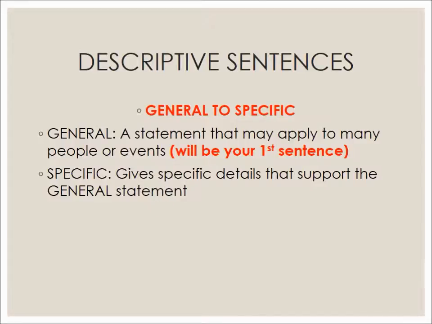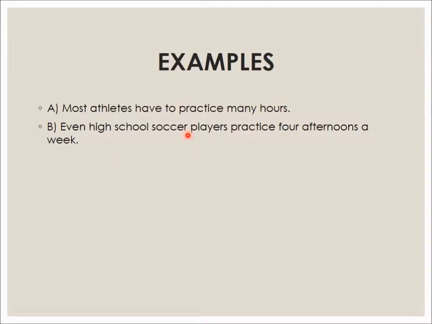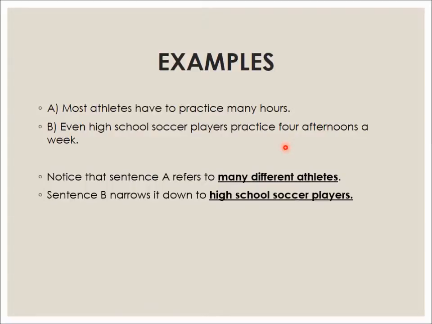So let's look at an example. A: Most athletes have to practice many hours. B: Even high school soccer players practice 4 afternoons a week. So if I ask you which sentence would be first, is it A, B, or should this be written B, A? Which sentence should be first? You need to think, well, which one's general and which one is specific? So what I want you to notice is that sentence A refers to whom? Many different athletes. That means that it's general. But sentence B narrows it down to high school players. So that means it's specific.